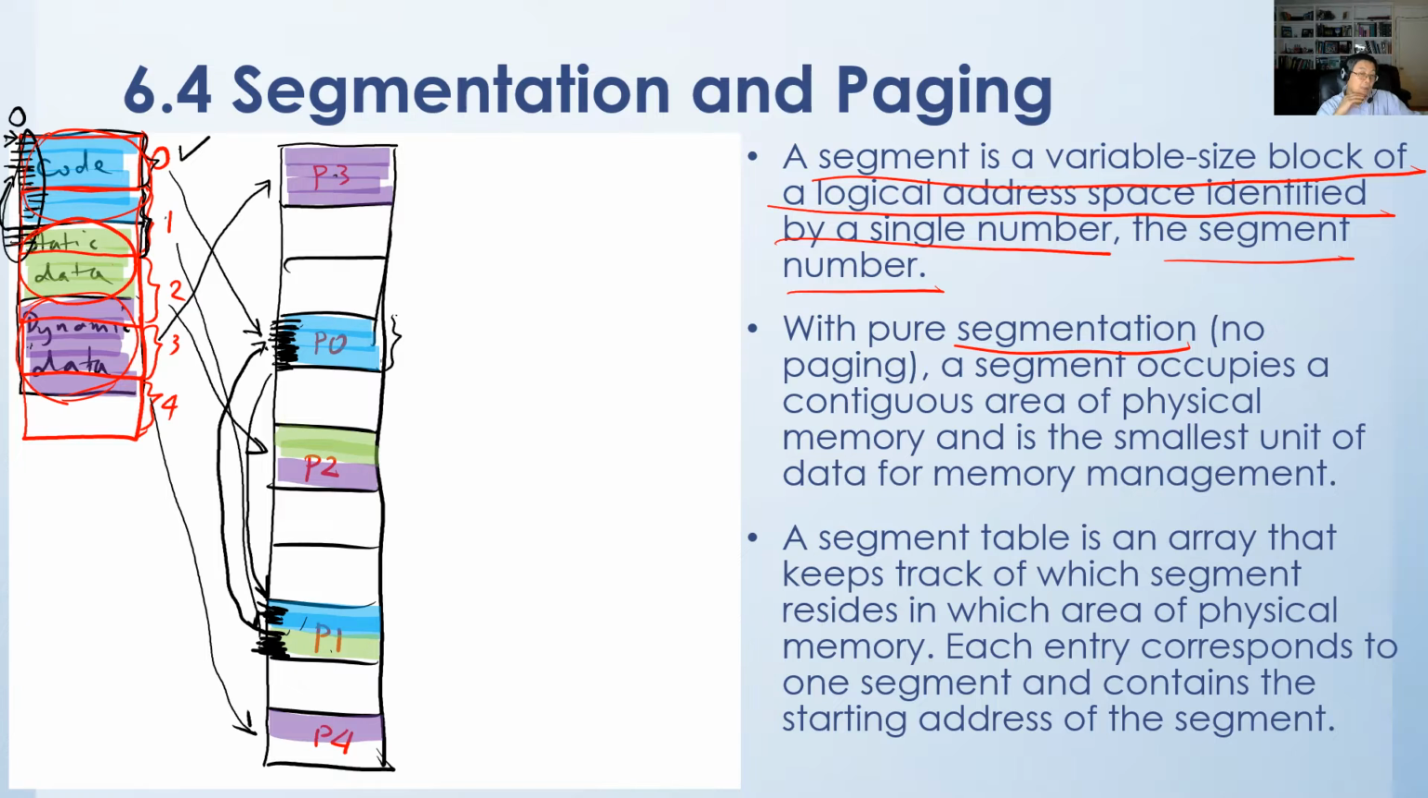So I actually allocate the memory based on the logical components of the code instead of equal size pages. Okay, now this is just like when I try to move my furniture. Here I have a bed, I have a cabinet, I have a desk. So these different furnitures have different sizes, right?